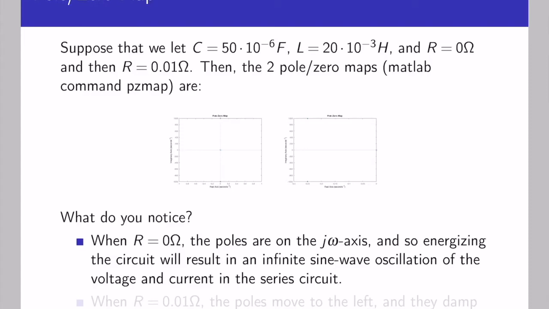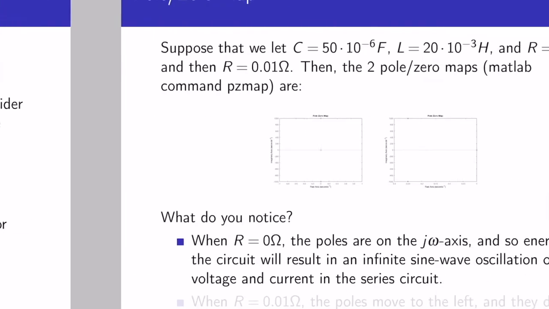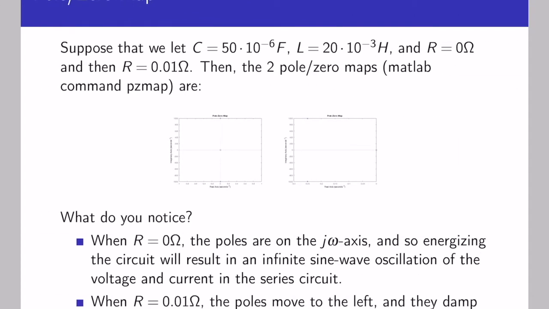If we change the value of R to 0.01 ohms, which is still a very small quantity, the poles will move to the left of the jω axis, and we'll see that they damp the circuit by R over 2L, which is 0.25.